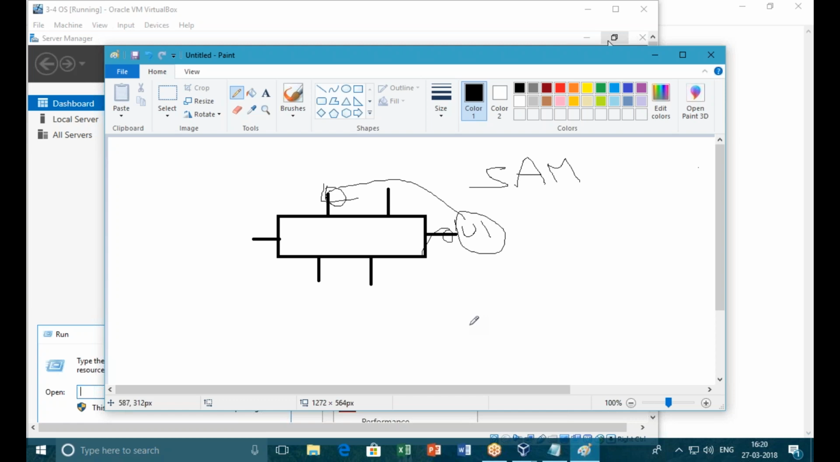The problem is you need to create users in each and every device. If the user has to log in on another system, it means he should be having an account there.